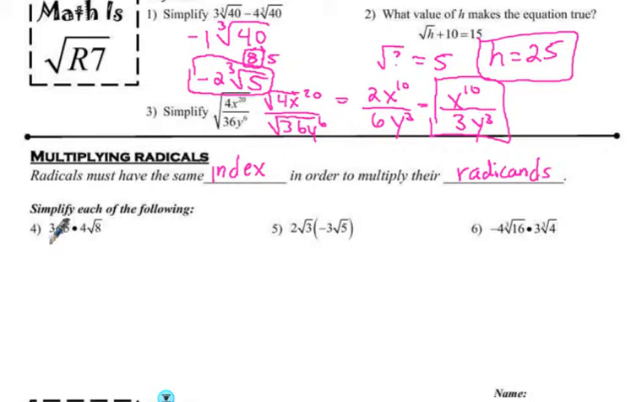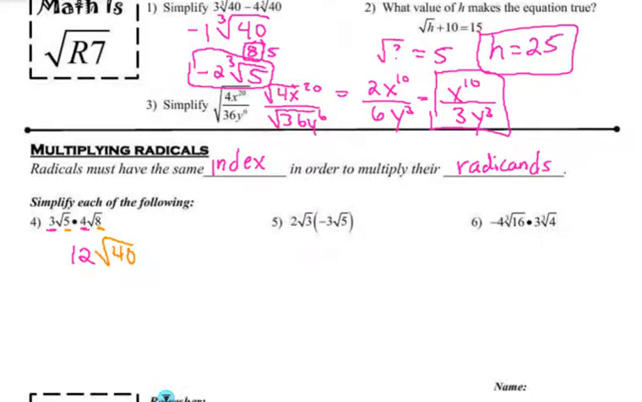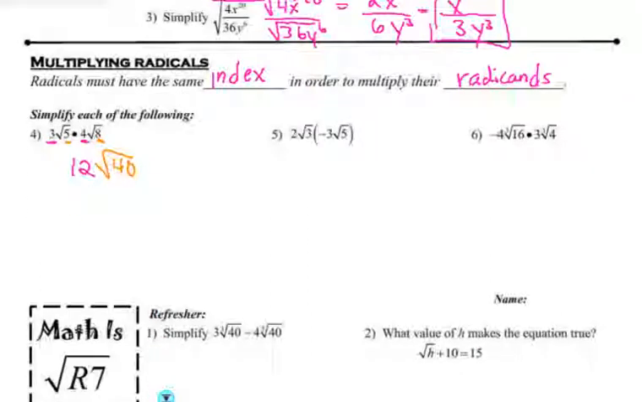Alright, so when I go to multiply, I'm going to multiply the outside terms, and additionally, I'm going to multiply the inside terms as well. Alright, so when I multiply 3 times 4, I'm going to have a 12 on the outside. On the inside, I'm going to have the square root of 40. Now, once I've multiplied, I got to do what I always got to do and check and see if I can simplify.